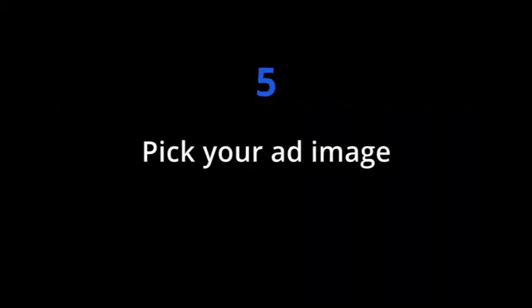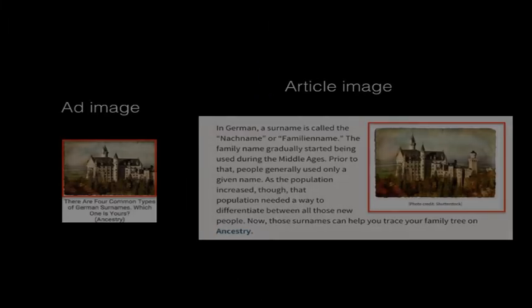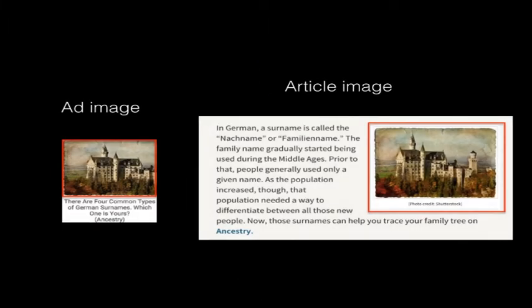Okay, so after you've chosen your title, what do you need to do? You need to pick your ad image and then your content image if different. Again, this goes back to the consistency point we made. The images should be consistent and of the same category, but they don't have to be completely the same. As you'll see in this article, the images are actually the same. They're of this sort of German castle, German chateau, or whatever they're called. And it's an interesting image. It draws the attention. It looks very ancient and old, as if it's on parchment, and so it would attract attention. And it's consistent because they've used the same image in the ad and also in the article.